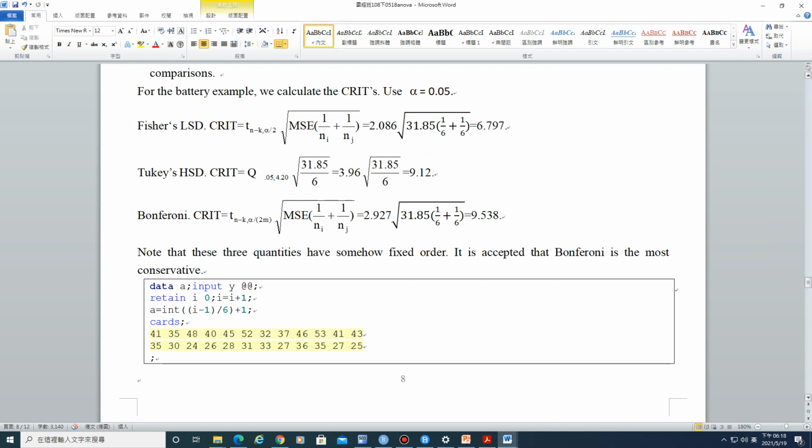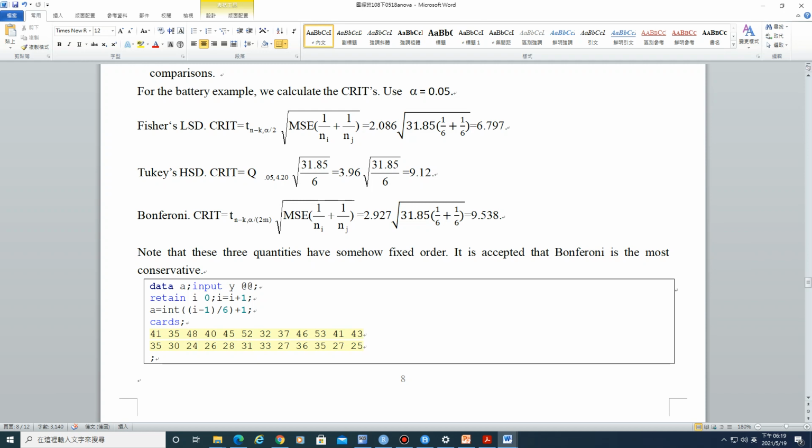Bamperoni used a quick and dirty way to make the alpha smaller: alpha divided by 2m. Originally, there is a name. Suppose we use alpha equals 0.05. Originally, without any alteration, the original critical value is the margin of error we have seen before, and it is called Fisher's LSD. Fisher's LSD. Nothing is changed.